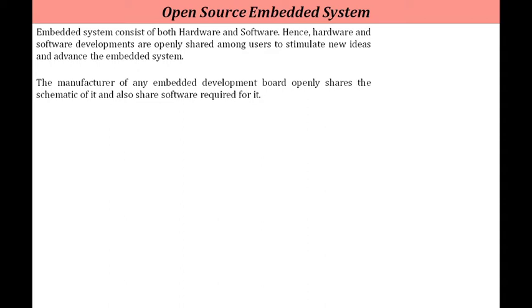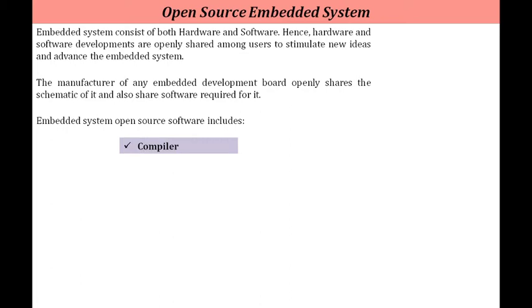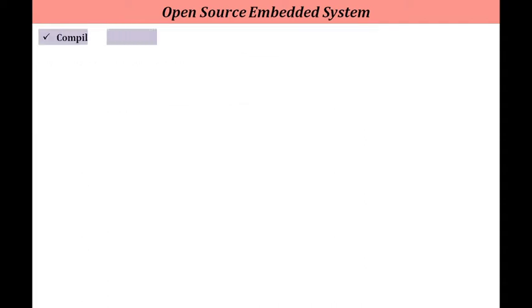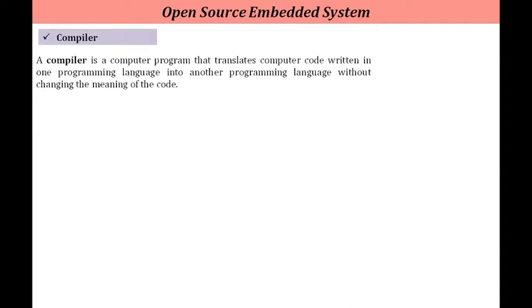Embedded systems open source software includes what? It includes first a compiler, second an assembler, and third a debugger. Let's discuss one by one the meaning of compiler, assembler and debugger. First one is a compiler. Now the compiler is basically a computer program that translates computer code written in one programming language into another programming language, but without changing the meaning of the code. This is very important.